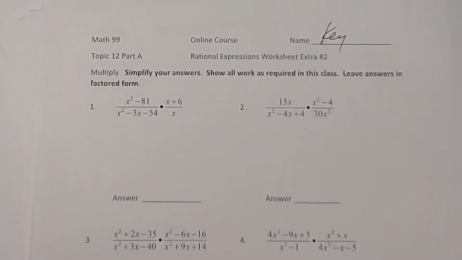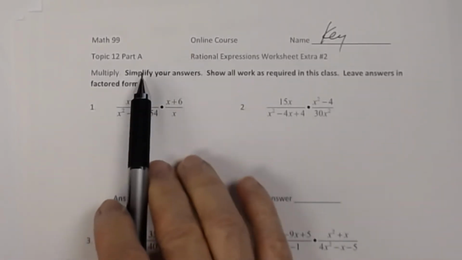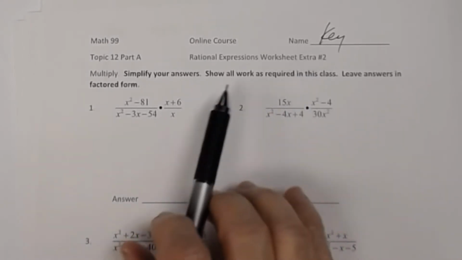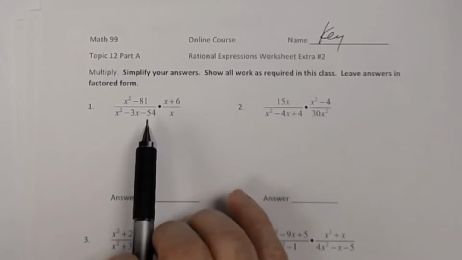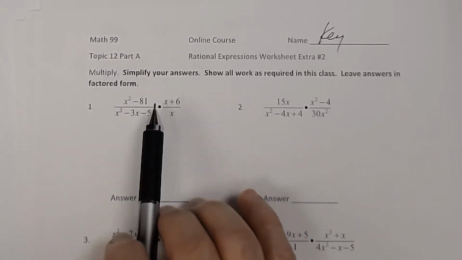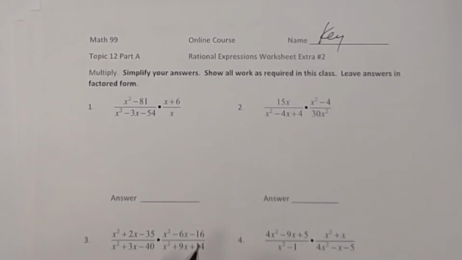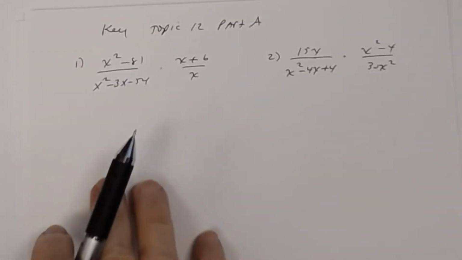This is a key to topic 12, part A, and this is a worksheet that we called extra number 2. Now on this worksheet, you're given two rational expressions and you're multiplying them in each of those four problems. There are four problems. So let's go to the first one. So the first one we have this.